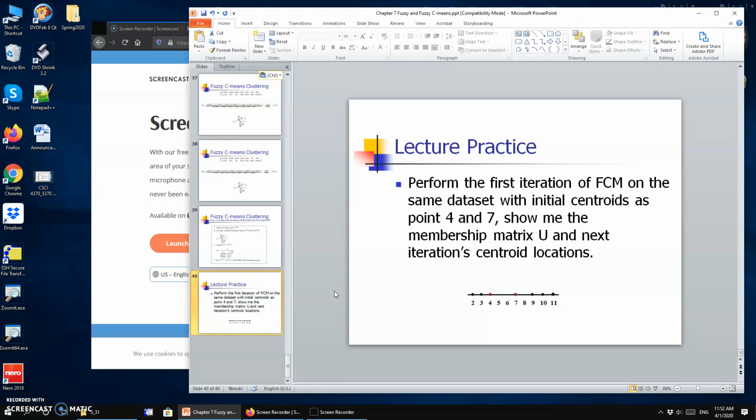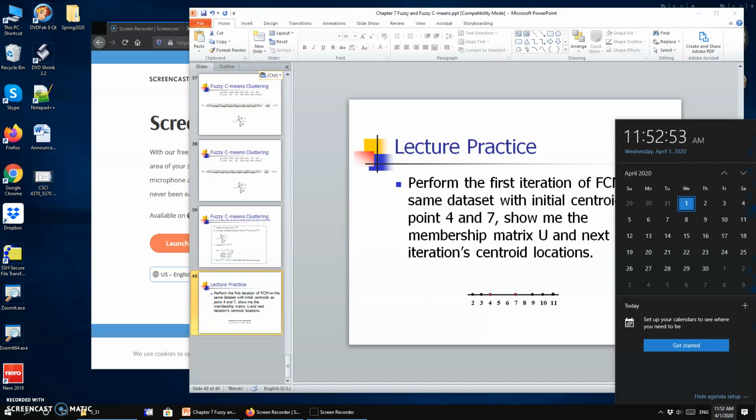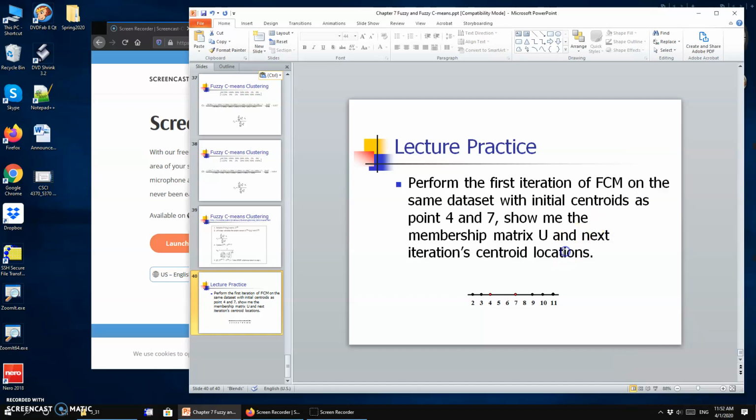So this is what I want you guys to do for the assignment, and you need to submit it by the beginning of the next class, which is going to be April 7th. Use the Fuzzy C-Means clustering. I want you to go through the whole process one time. You don't need to repeat and complete the whole clustering, but at least I want you to have the experience to go through every single step.